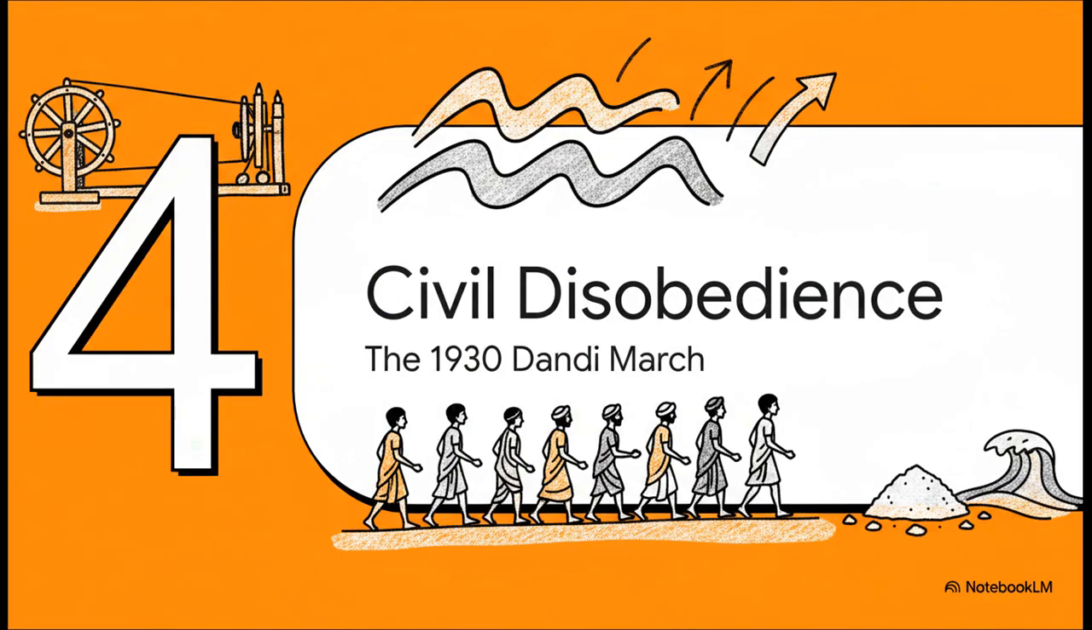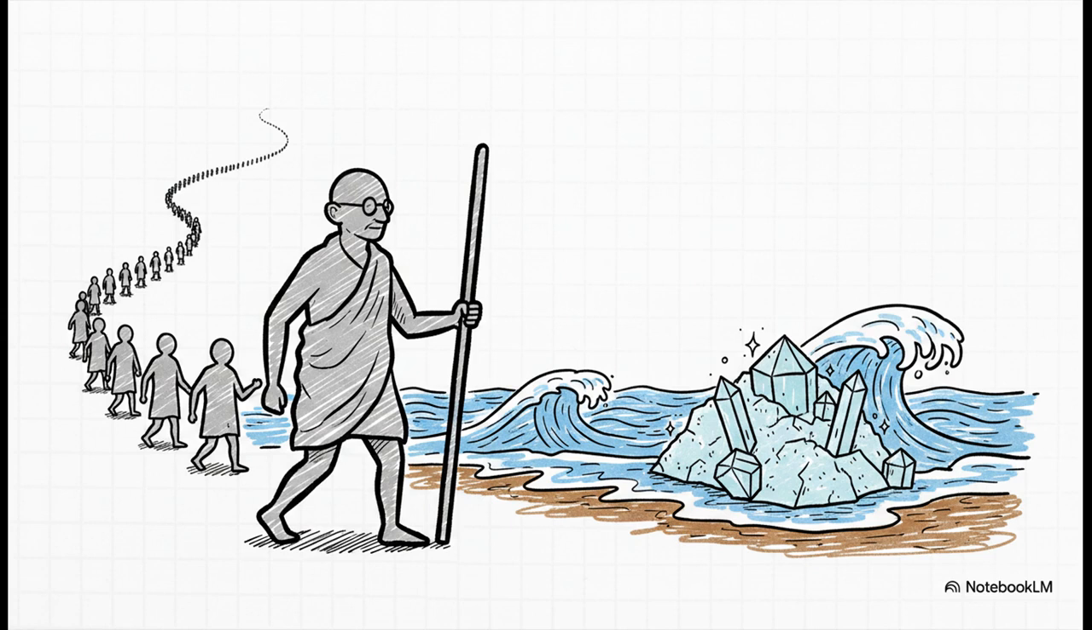Which brings us to Section 4, Civil Disobedience and the Dandi March. Moving into the 1930s, the resistance escalates even further. So by 1930, we're no longer just not cooperating, we are actively, peacefully disobeying the law. The government held this incredibly strict monopoly on salt. So Gandhi walked 240 miles to the coastal village of Dandi.